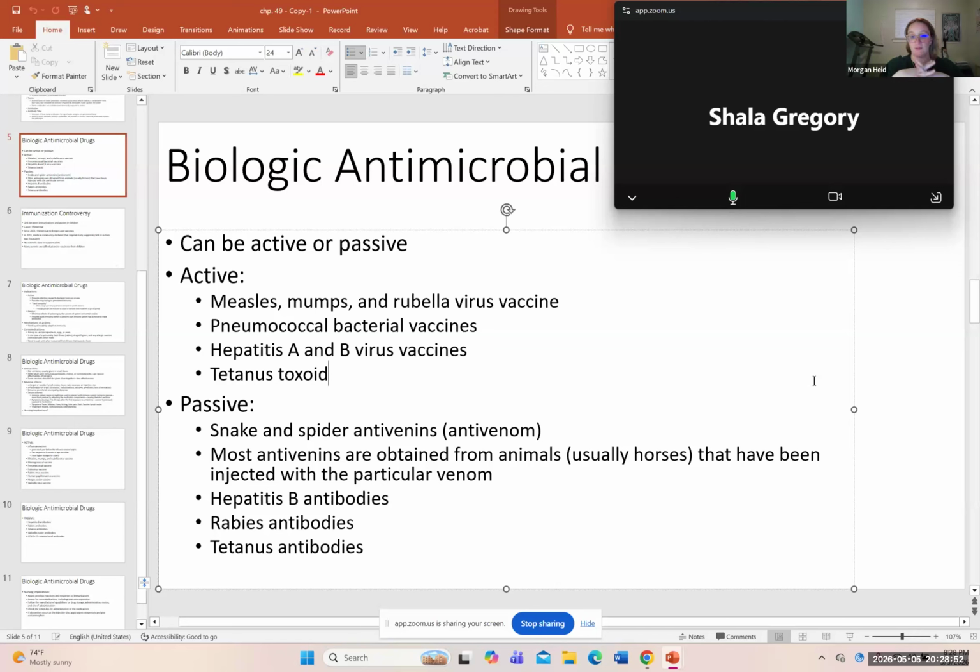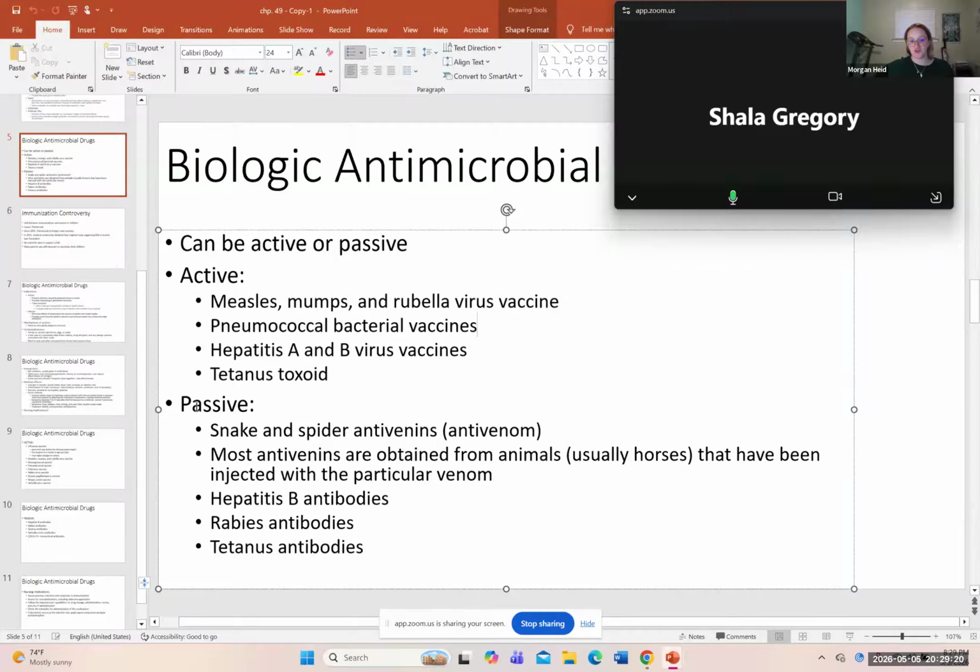These deal more with antibodies than antibiotics, which deal more with killing the bacteria. Okay. Are we good there? I just want to make that distinction. We are not talking about antibiotics, but we're still talking about treating infections, just in a different way. So active is usually used to prevent an infection. Those are going to be my vaccines.